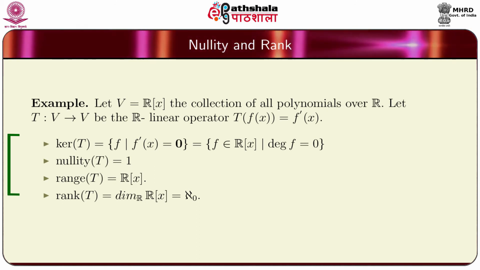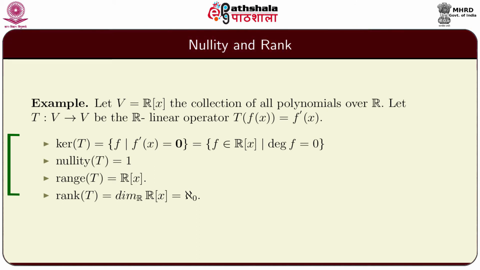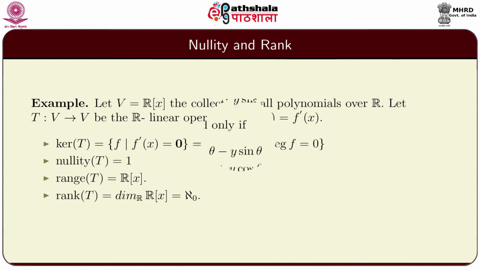Therefore, the nullity of T, which is the dimension of ker T, in this case would be a finite number, and it will be 1. But the range of T would be the whole vector space R[x], because it is not difficult to see that this linear operator T is onto V, and therefore the rank of this linear operator T would be the dimension of the vector space R[x] over the real field R, and that is Aleph naught.